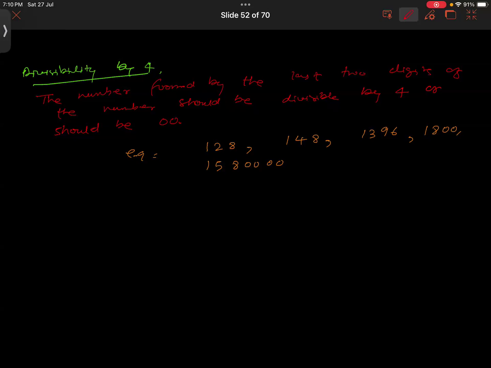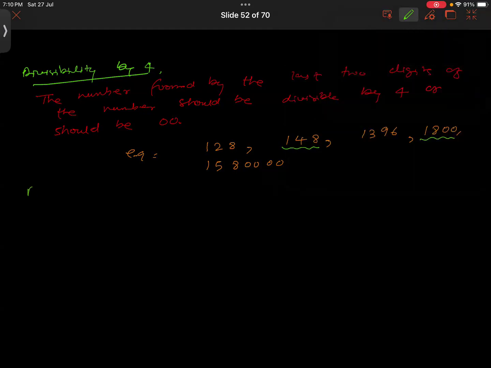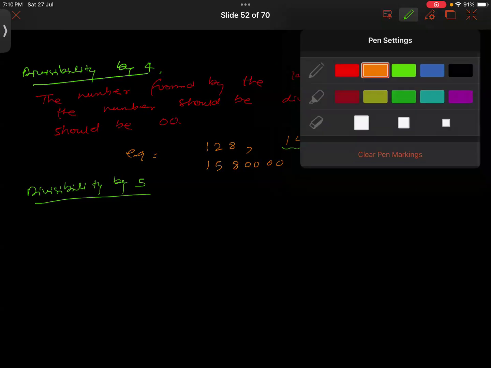Just give at least 2 examples. Okay, now the one which I'll be highlighting, give these 2 examples, this one and this one. After this, you'd be learning about divisibility by 6 and divisibility by 5. I mean to say, it is very simple, very easy.